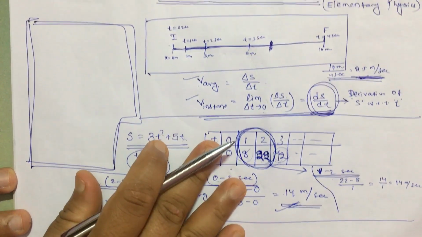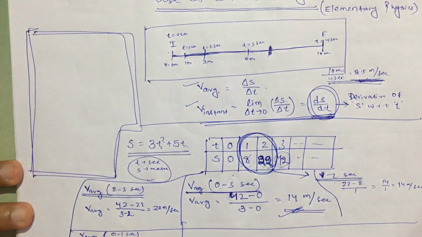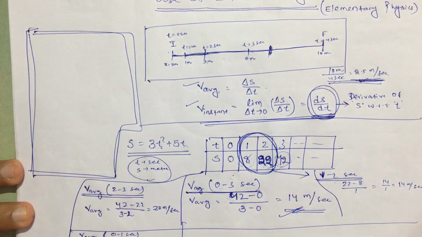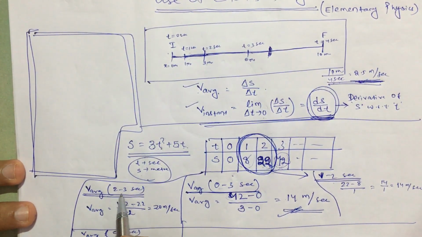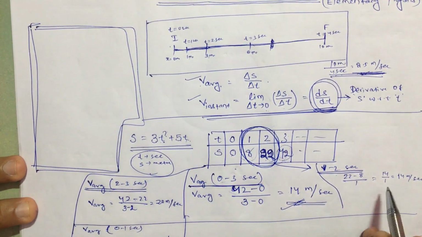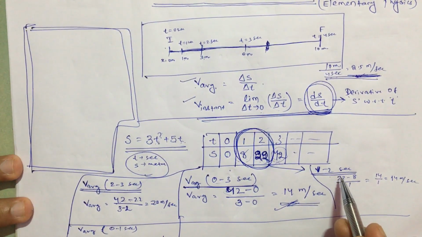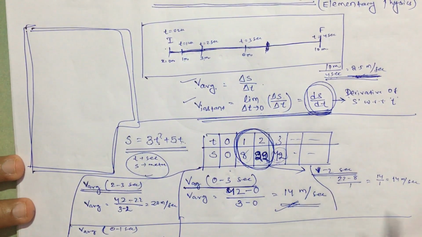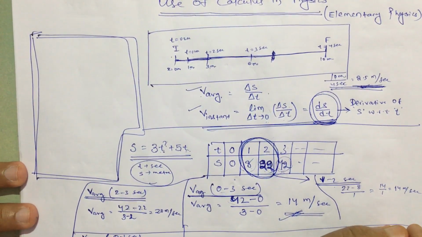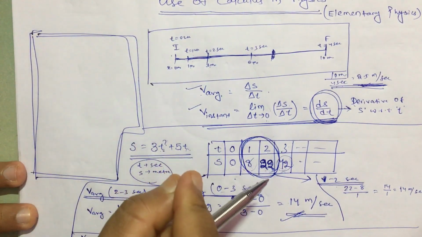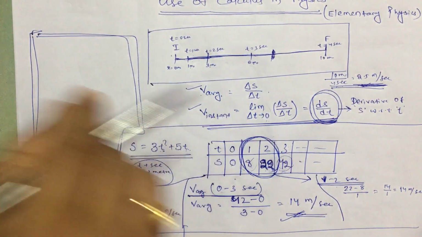Now let us come to instantaneous speed. If someone asks you what is the speed at exactly 1.5 second or exactly at 2 seconds. See, this speed is not at 2 seconds. This was the speed between 2 and 3 seconds. Similarly, this was the average speed between 1 to 2 seconds, but not exactly at 2 seconds. If someone is asking you what is the speed at exact 2 seconds, or at exact 1.5 seconds, you tell me.